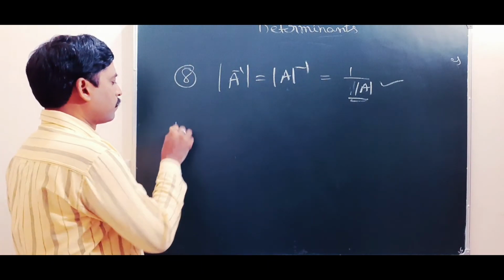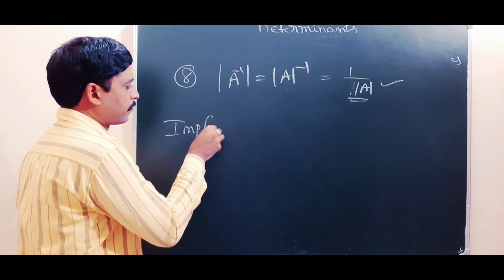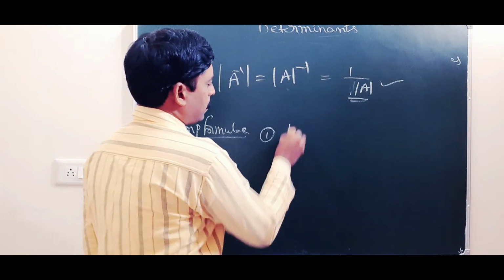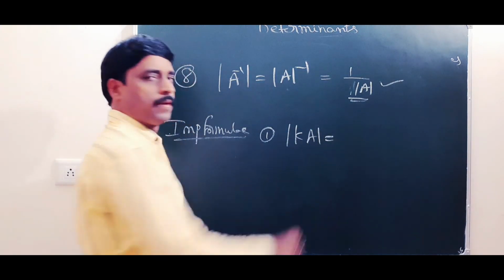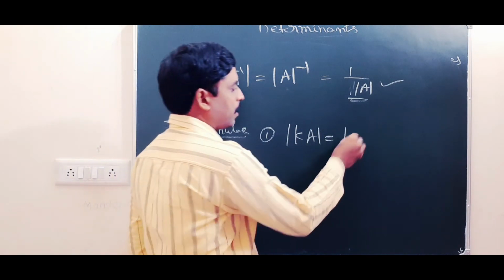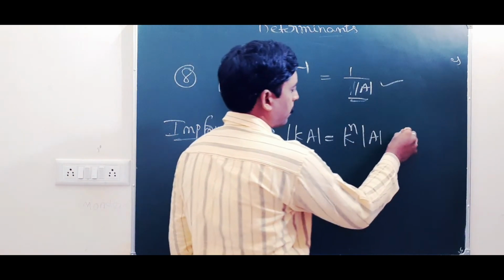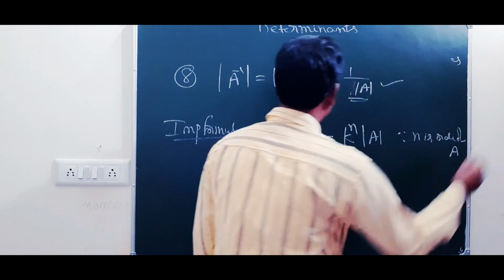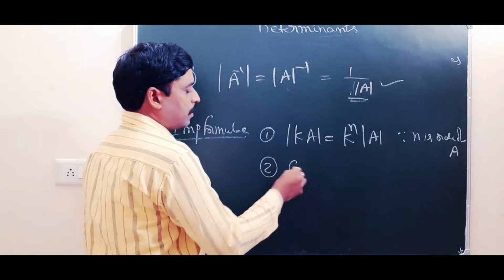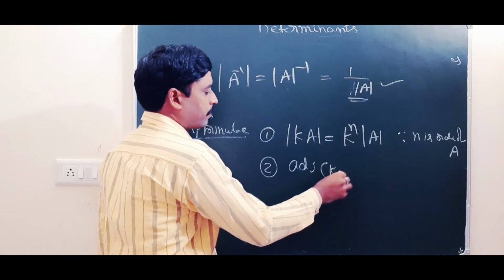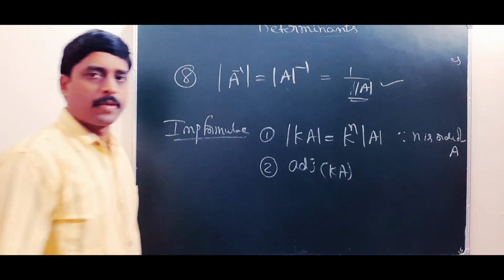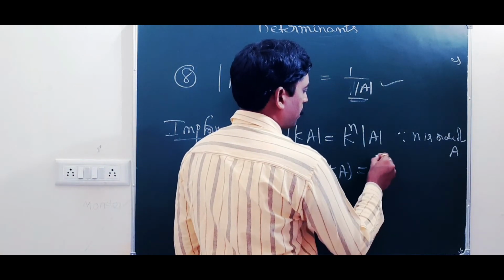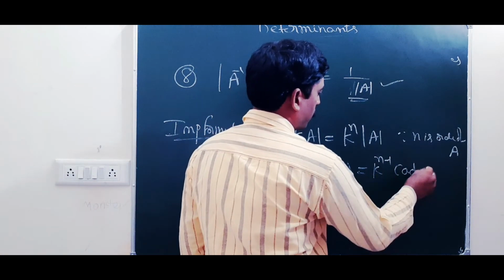Okay, now explain important formulas. First one, det of KA. Det of KA is equal to K to the power n into det A, where n is the order of A. Okay, second one, adjoint of KA. Adjoint of KA is equal to K to the power n minus 1 into adjoint of A.